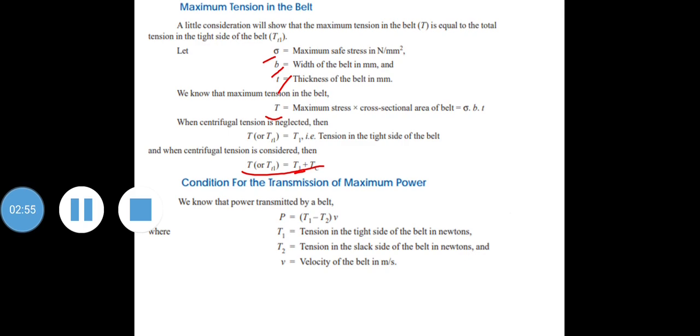Now coming to the conditions for the transmission of maximum power. P represents the transmission of maximum power, which is equivalent to T1, the tension in the tight side, and T2, the tension in the slack side of the belt in newtons. These two, T1 minus T2, are subtracted and then multiplied with the velocity of the belt. Then T is the tension produced, minus 3 Tc, that is centrifugal tension, equal to 0.